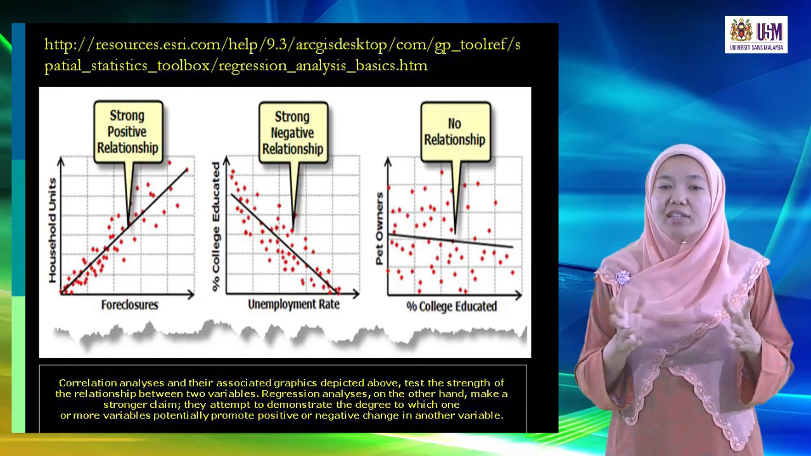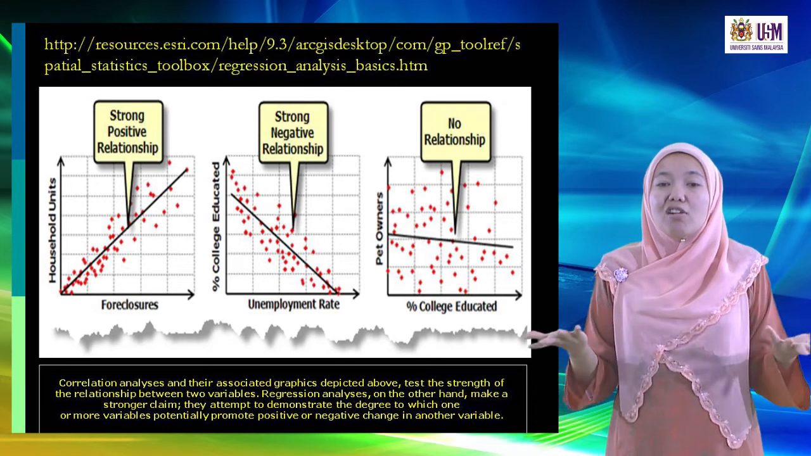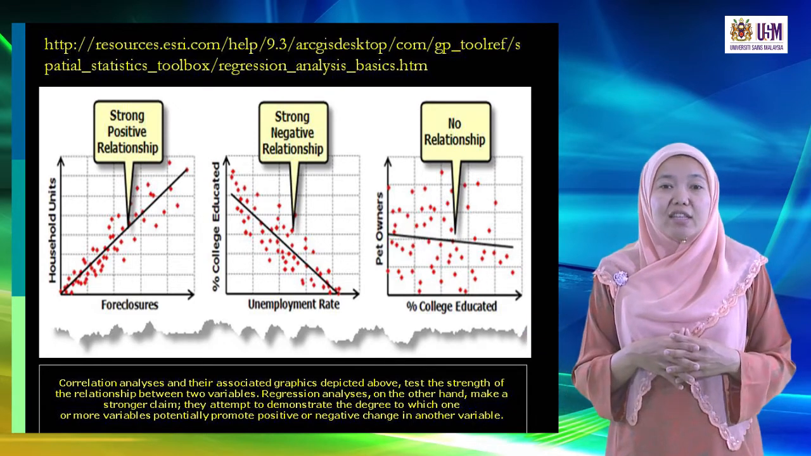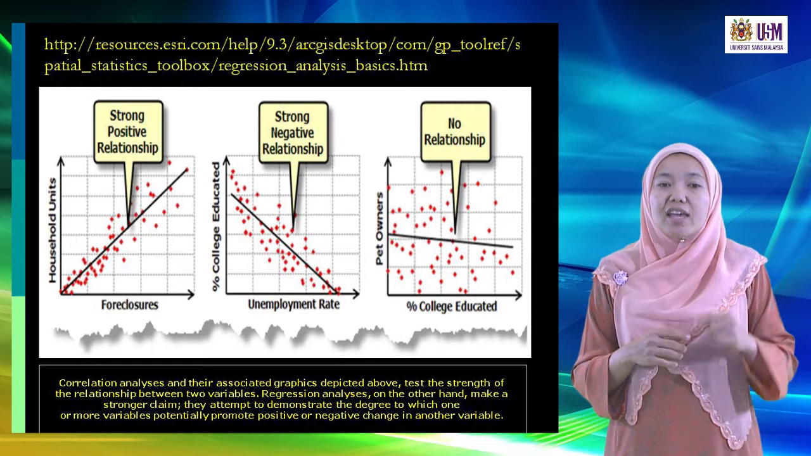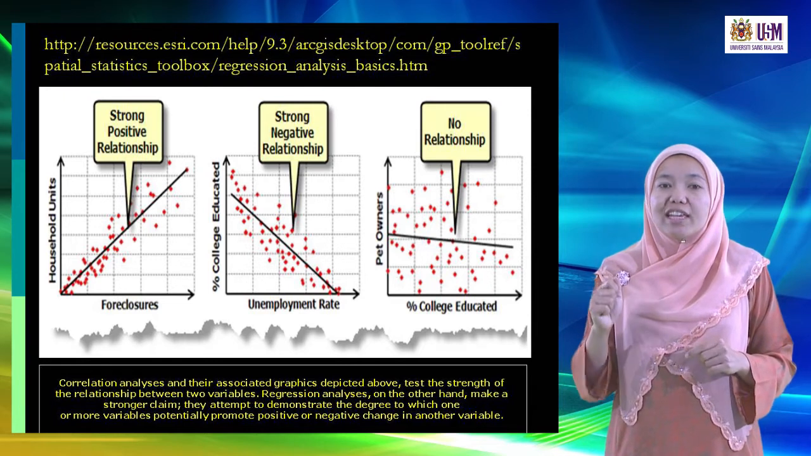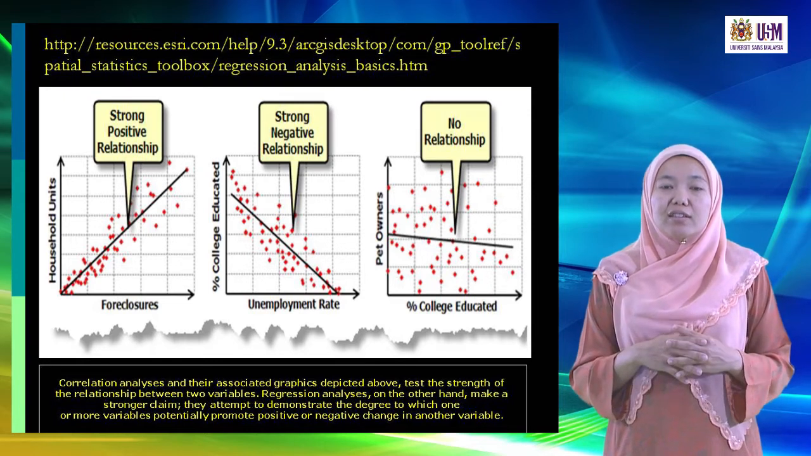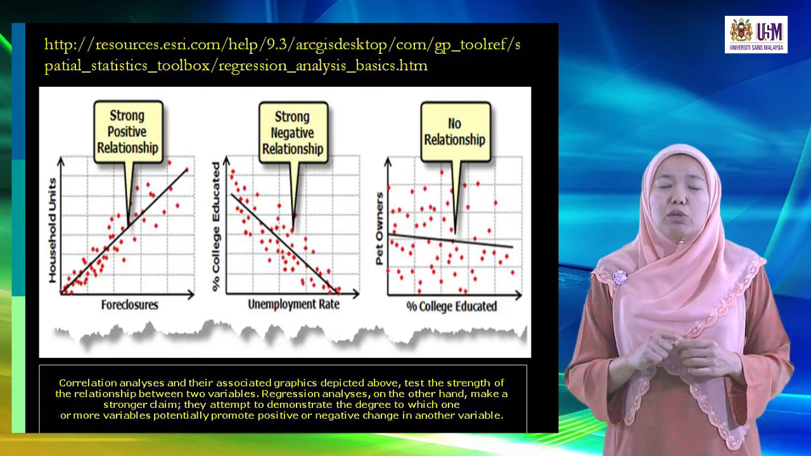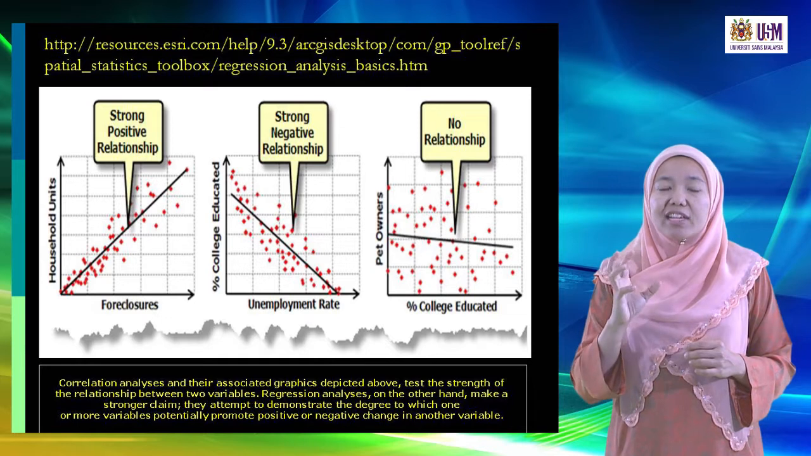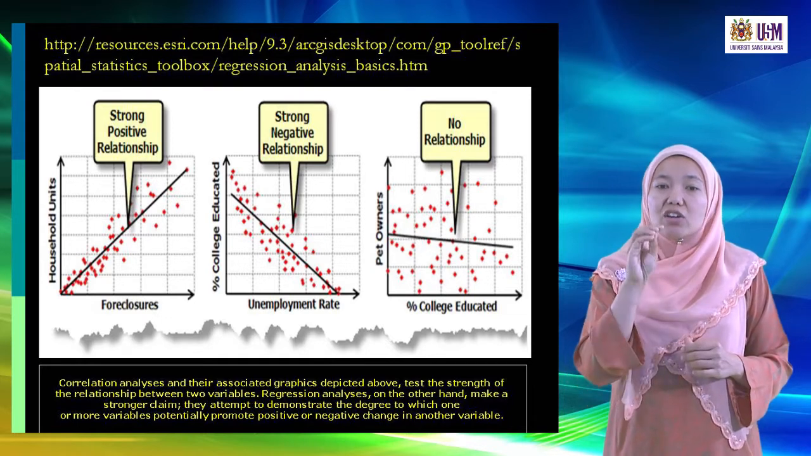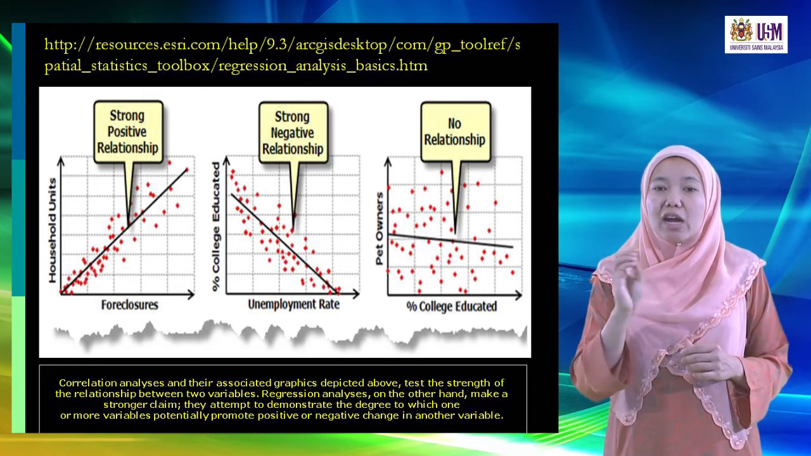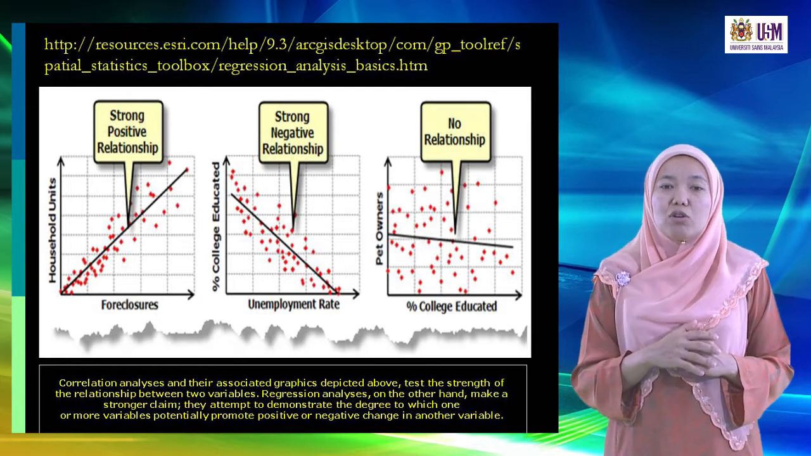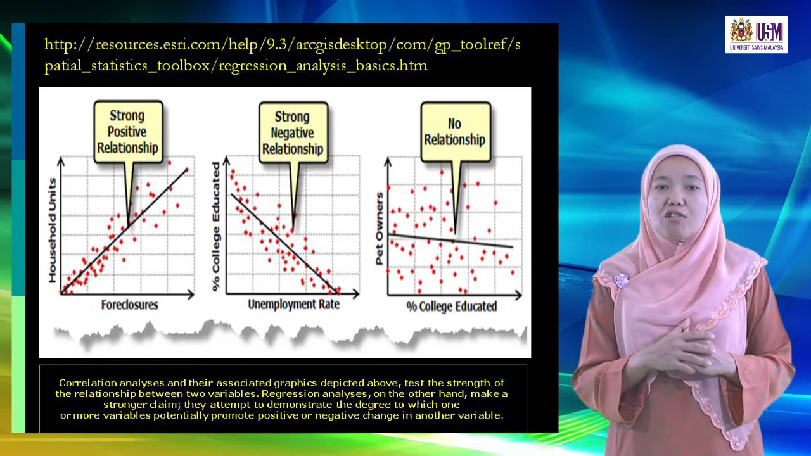The same thing with the one in the middle, where you have the unemployment rate on the horizontal axis, while on the vertical axis is the percentage of college educated. In this case, we have a negative relationship between unemployment rate and college education, because your red dots are moving together downwards from left to right, when we read from the origin.